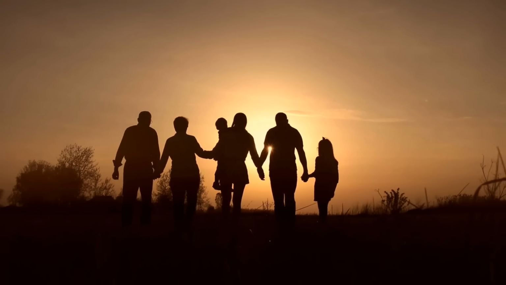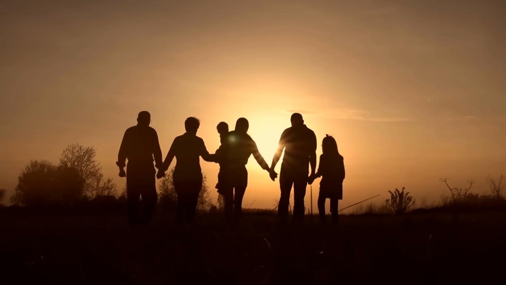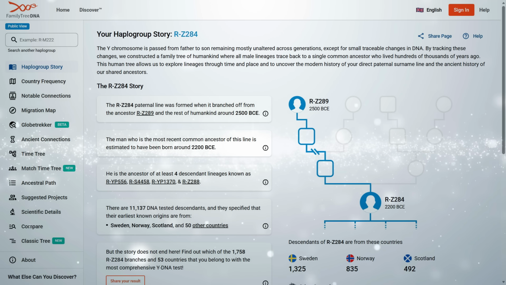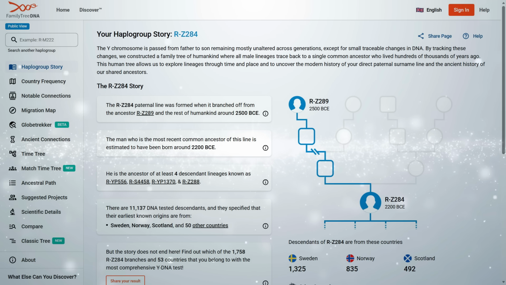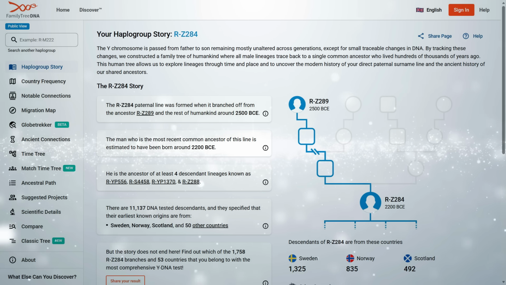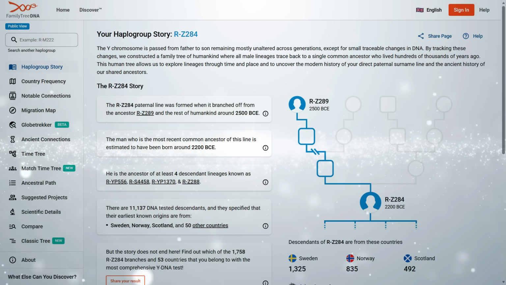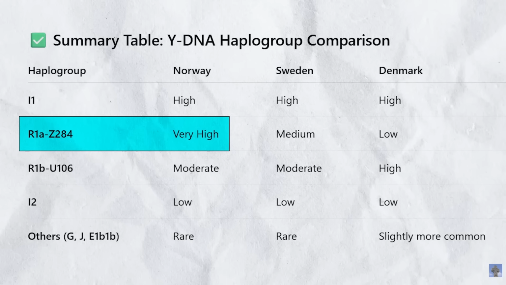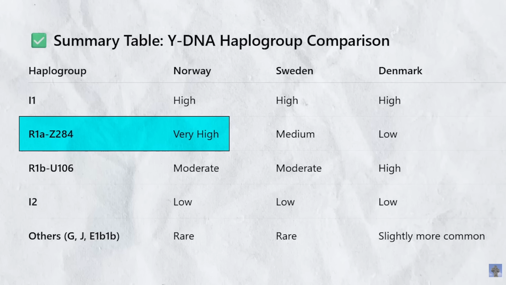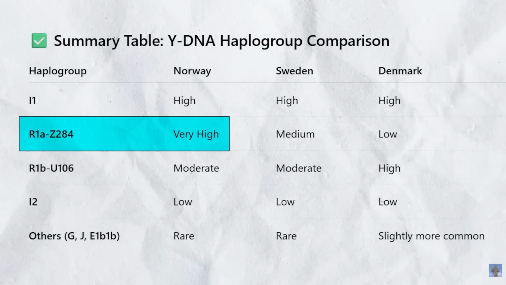Now, one of the cleanest Viking and Scandinavian markers is R1a-Z284. This is very common in Sweden and Norway still today, as you can see, as well as places like Orkney and Shetland and Scotland. During the Viking Age, we know it was very common amongst Norwegian Vikings, medium amongst Swedish Vikings, and less so amongst Danes, as this table shows.